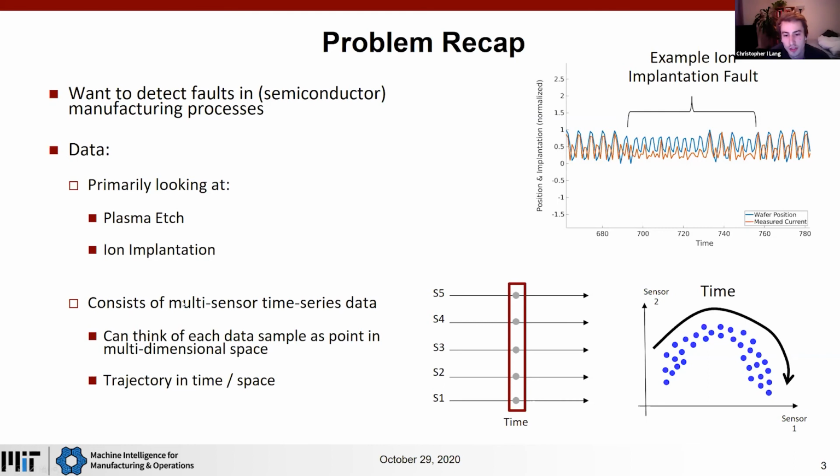In general, the data that we're looking at consists of multi-sensor time series data. So you can imagine that we have many different sensors, in this case, S1 through 5, that at each point in time have some value. And I like to think of each point in time as a single point in a multi-dimensional space, where each axis is the value of one of the sensors. And as this process is moving along in time, it tends to trace some sort of trajectory or path through this multi-dimensional space. I think that's a nice way of visualizing what's happening.